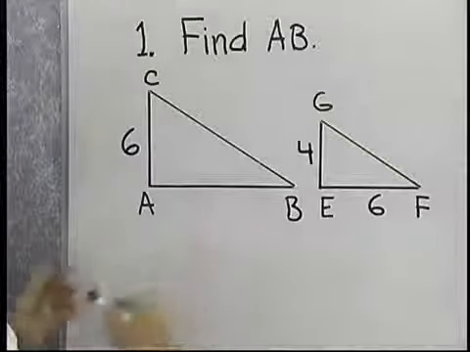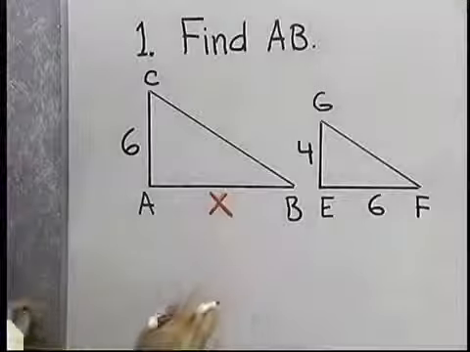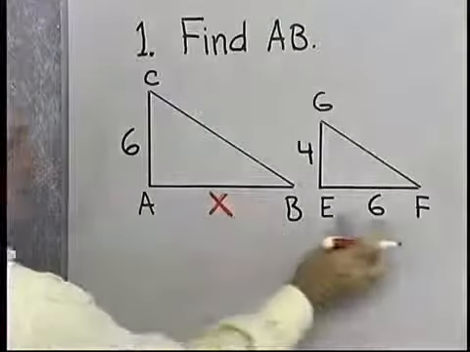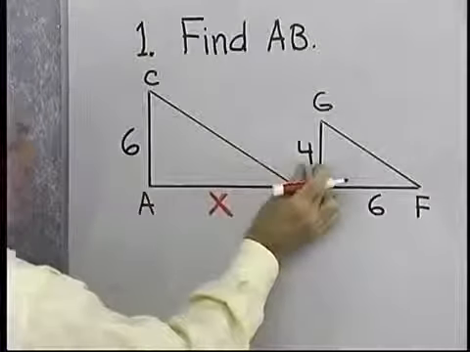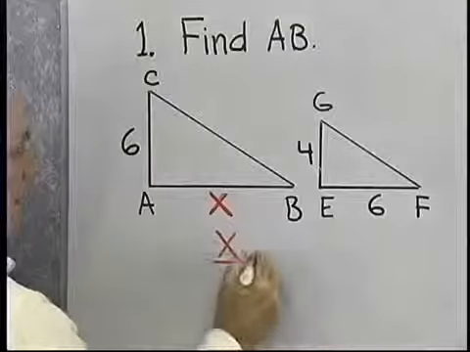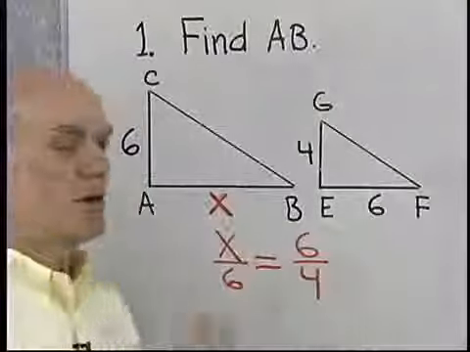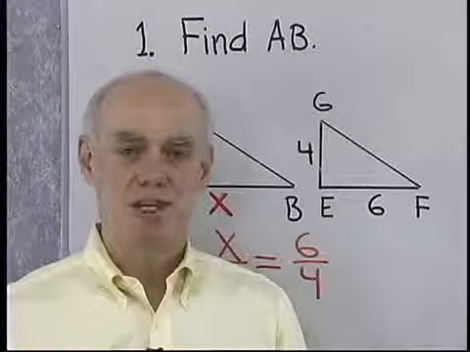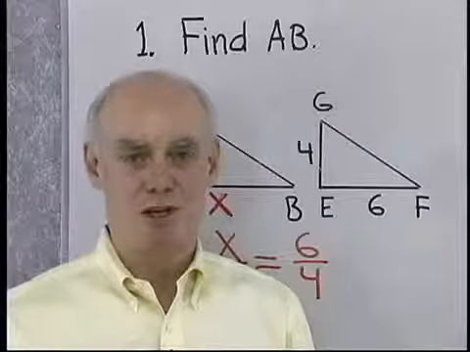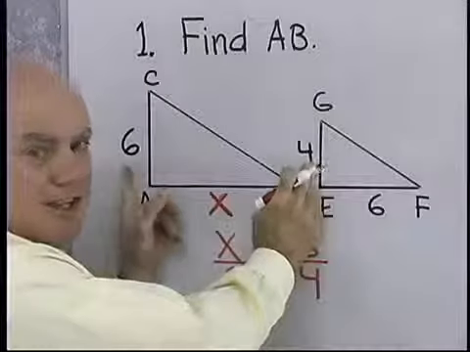Now, we want to find the length of side AB, so I'm going to call that length X, and I'm going to set up my proportion this way. X is to 6 as 6 is to 4. So I'm using that property for similar figures that says if two figures are similar, then corresponding sides are in proportion, which means that this side is to this side as this side is to this side.